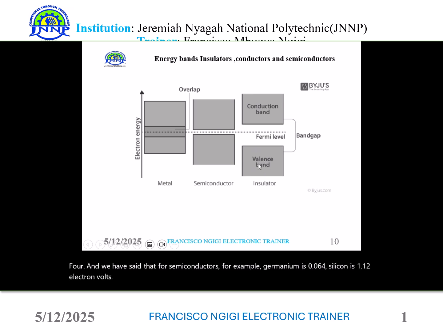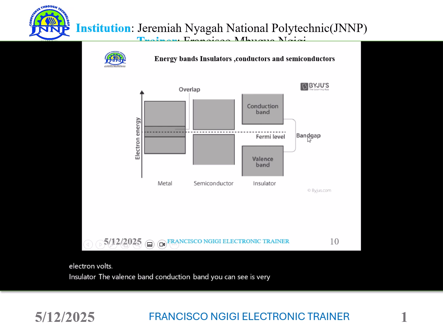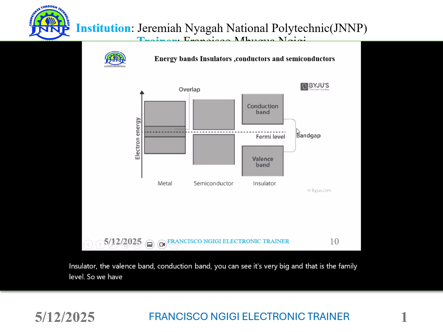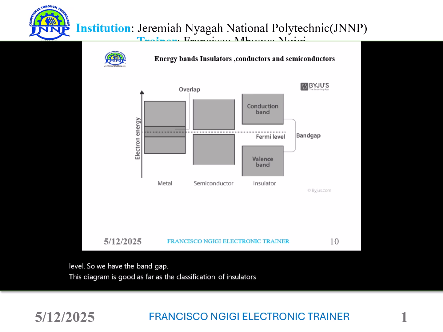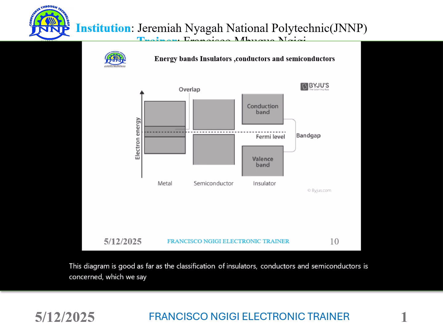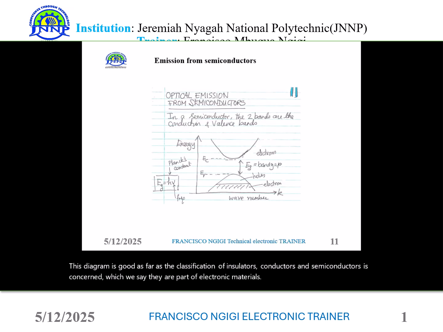For the insulator, the valency band and conduction band, you can see the gap is very big. That is the Fermi level. So we have the band gap. This diagram is good as far as the classification of insulators, conductors, and semiconductors is concerned, which are part of electronic materials. Now, let's look at an additional material, emission from semiconductors.